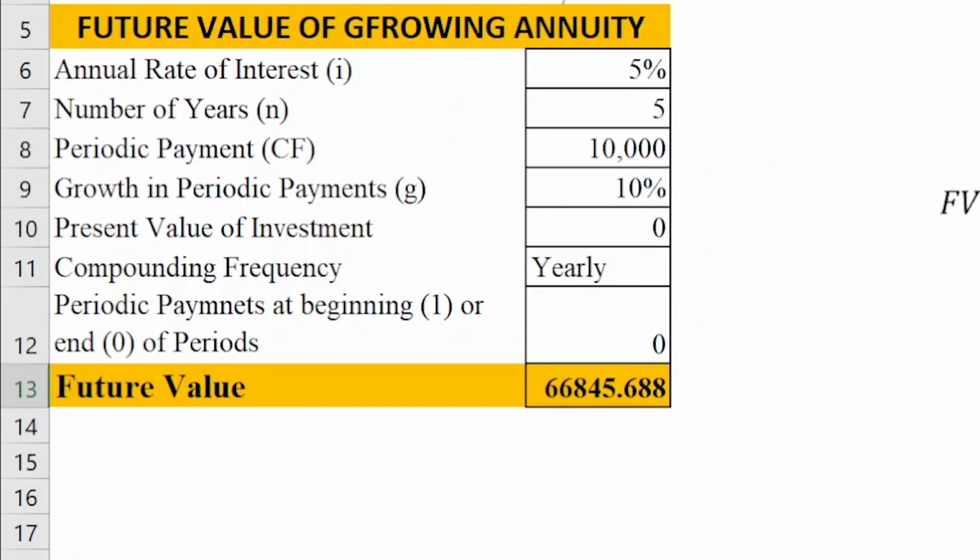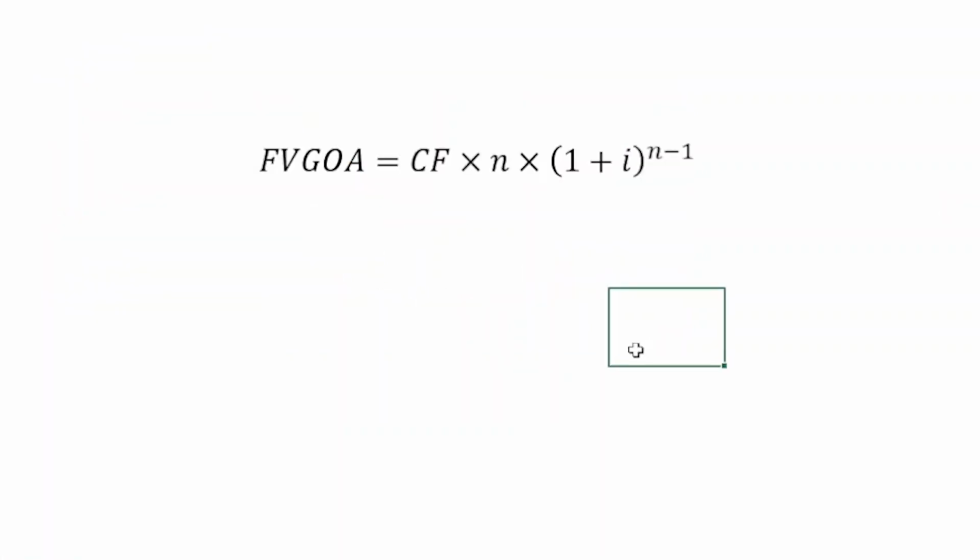You may encounter a situation in which the interest rate and the growth rate are both same. In this instance, the above calculation will fail and you will receive an error. The solution is to use the following formula to compute the future value of annuity without the growth rate. This will be the formula to calculate the future value of growing ordinary annuity: cash flow into n into 1 plus I raised to power n minus 1.